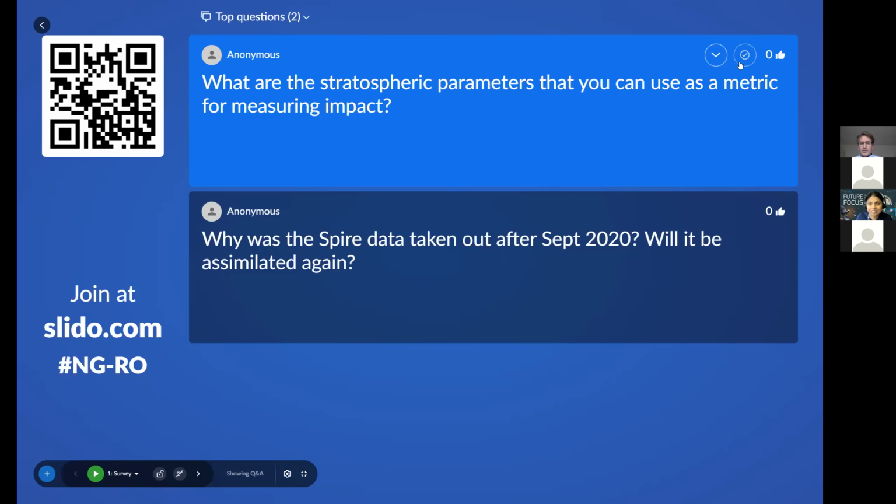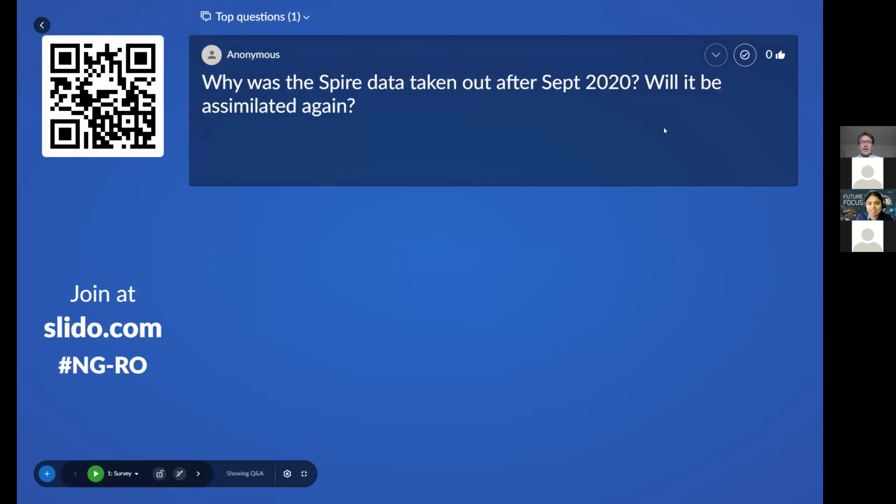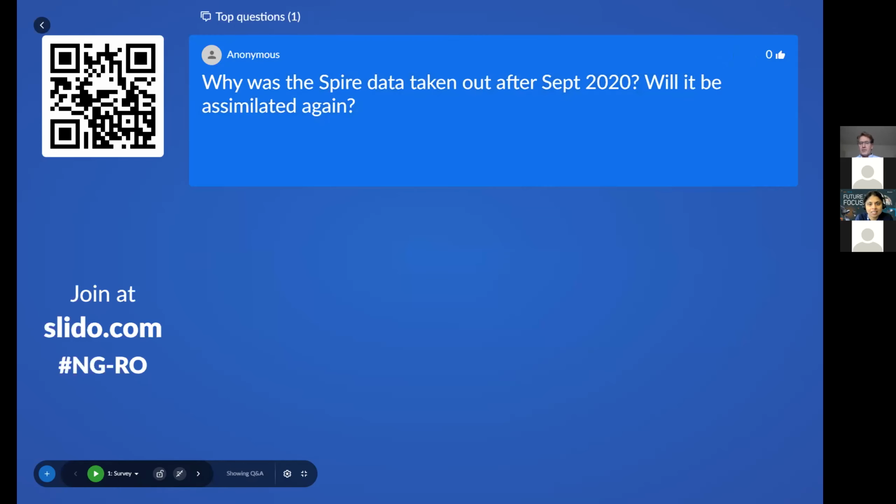Okay. Spire, I can see the Spire question. Why was the Spire data taken out after 2020 September? Well, it was no longer made available. Spire very kindly made the data available as a kind of mitigation for the loss of aircraft data. They made this available from April until the end of September. But now, as we're starting to look at Spire again, it could be going back in quite soon.